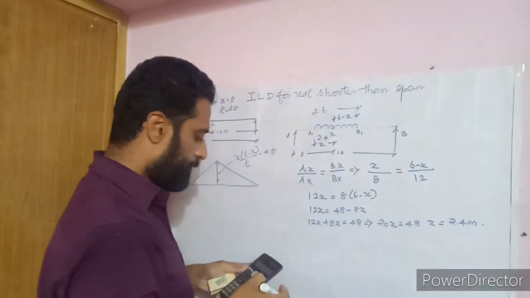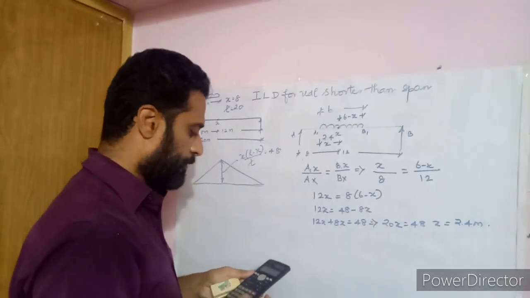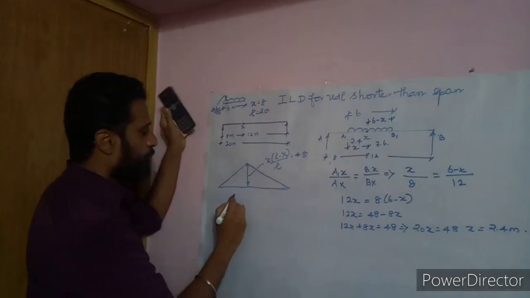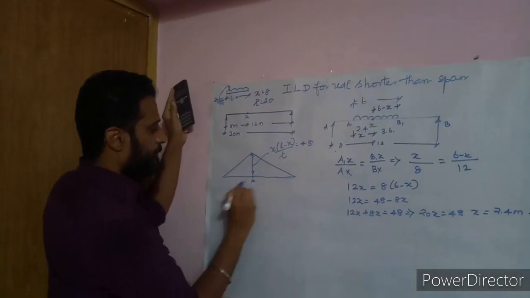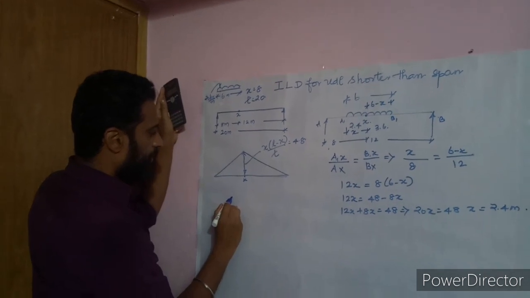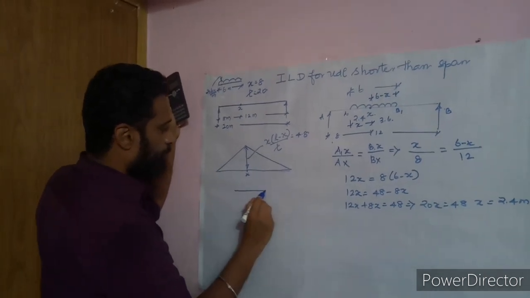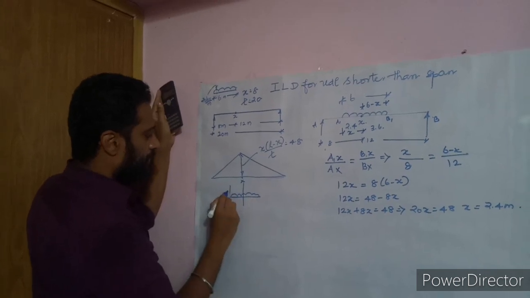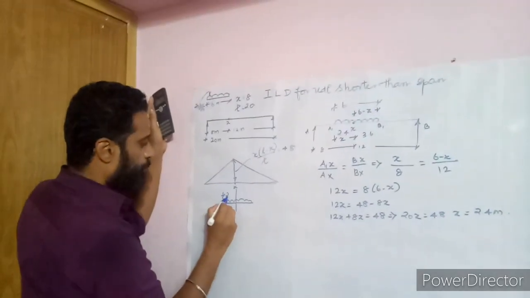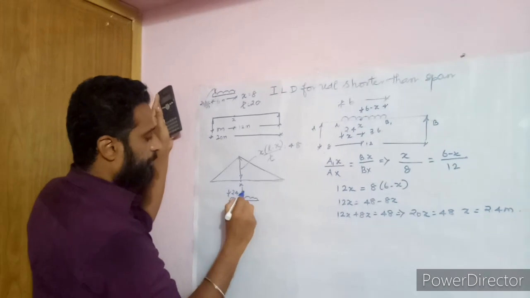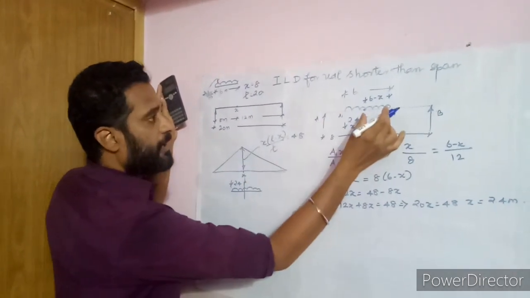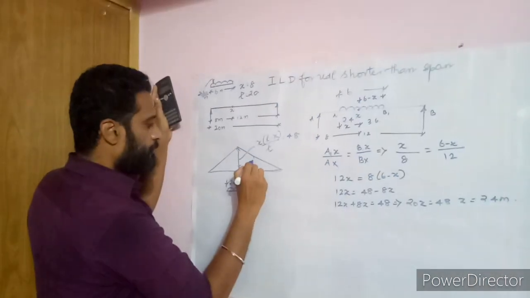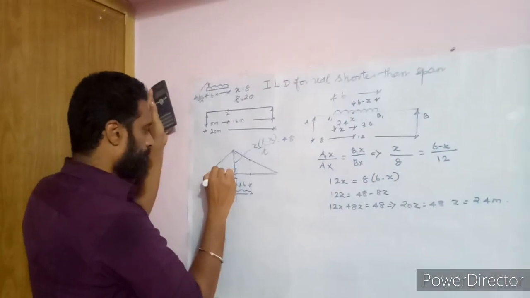So this is 2.4 meter. So what will be that value? Which is 6 minus 2.4, which is 3.6. So now superimpose the load here, such that this is x. I'm going to superimpose the load here such that from x the left side value will be 2.4 and from x the right side value will be 3.6. So we need to take the area.